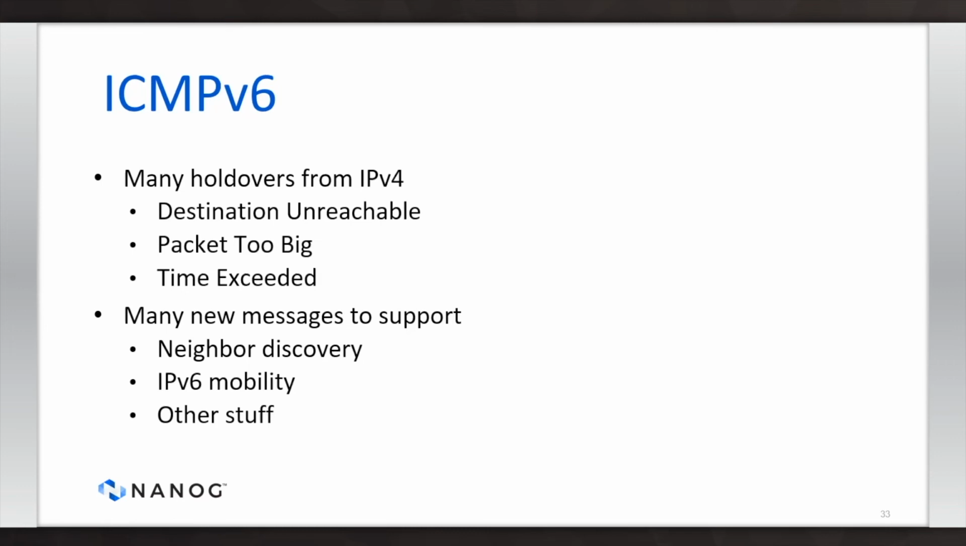And finally, we're going to talk about ICMPv6. It hasn't changed too terribly from IPv4. There are many holdovers: destination unreachable, packet too big, time exceeded. But there are some new messages to support neighbor discovery, IPv6 mobility, and other stuff.